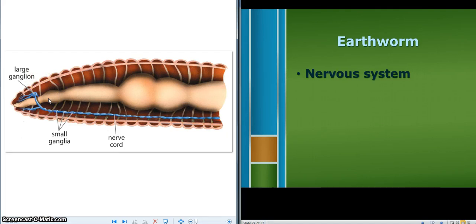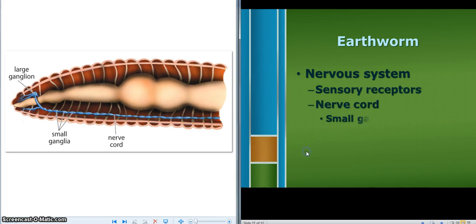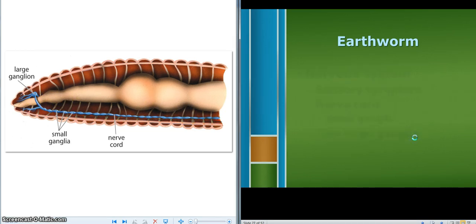Impulses are sent from nerve cell to nerve cell. From these nerve cells comes the contraction and the different responses of our earthworm. So as we look at our nervous system, we have the sensory receptors transmitting a signal to a nerve cord, which sends the signal to the small ganglia. We have two large ganglia at the end of the earthworm.